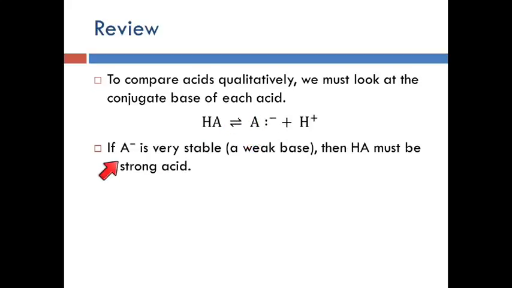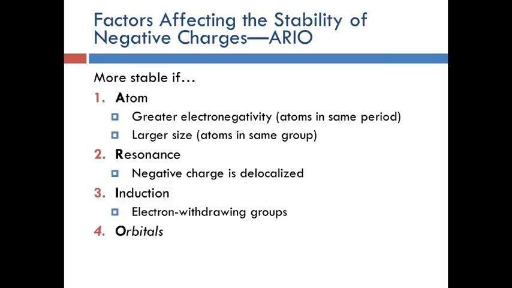If the conjugate base, A-, is very stable, in other words, a weak base, then the acid must be a strong acid. This is useful because we can just look at the structure of compounds and not have to have their pKa values available. These are the factors we already talked about. Use the acronym ARIO to remember this.